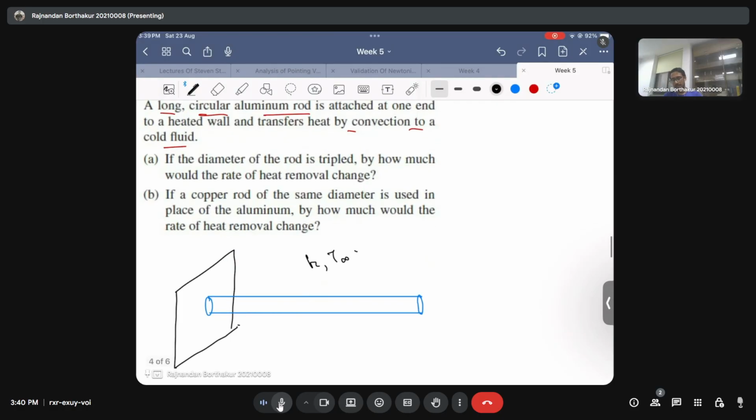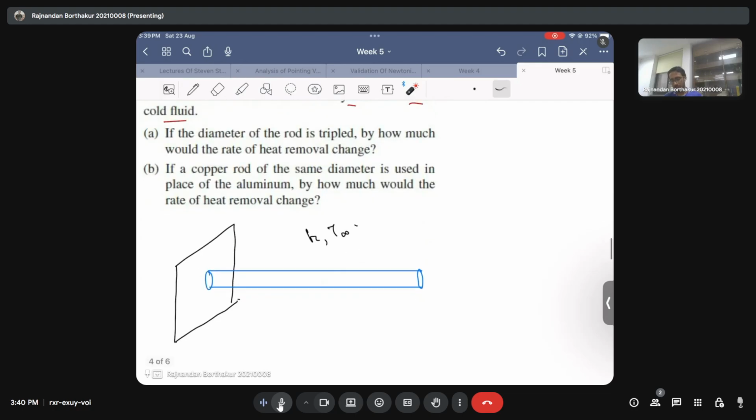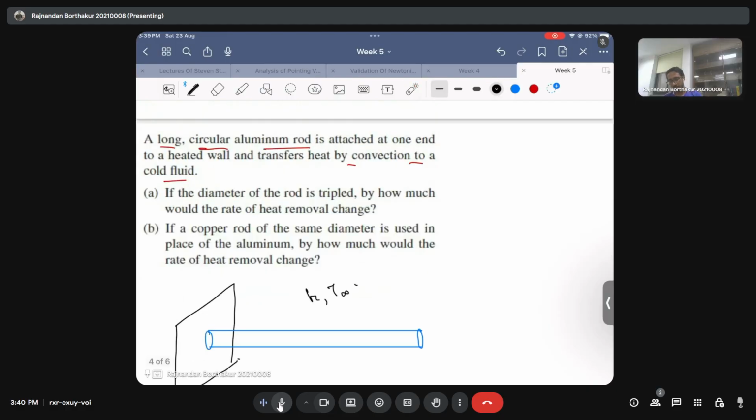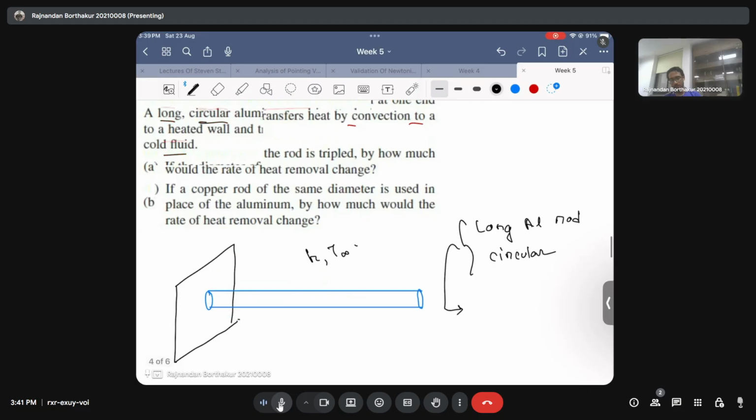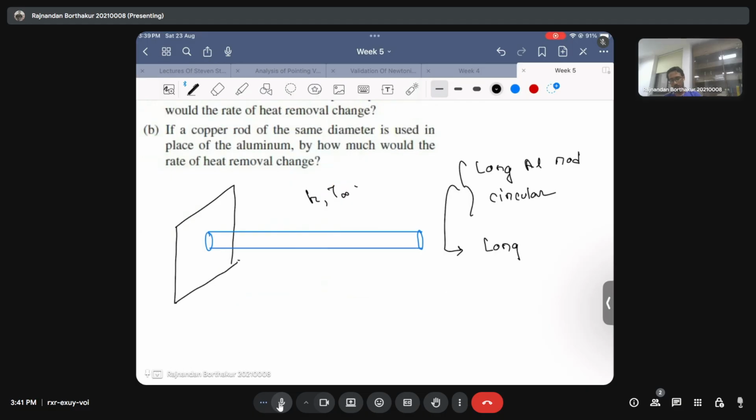Then what they're asking is, if I now triple the diameter of the rod, how much would the heat removal change? So this is exactly a fin problem because you are using an extended surface from an already prescribed solid surface. The crux of the question is that they have said it's a long aluminum rod, and of course this is circular. From this we can infer that we'll use the concept of the long fin boundary condition.